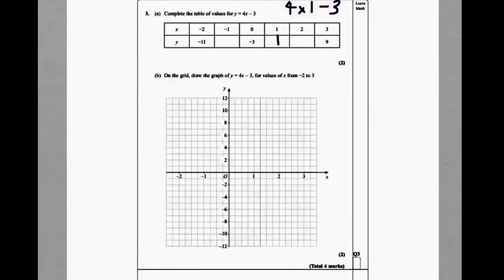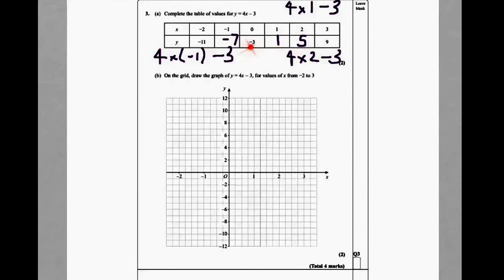Then I'm going to do when x is equal to 2. So this time I'm going to do 4 times 2, and then take away 3. So I've got 4 times 2 is 8, take away 3 is 5. That goes in there. Now, this one is slightly more difficult when I'm dealing with minus 1. So I'm going to do 4 lots of minus 1, and then I'm going to take away 3. Well, 4 times minus 1 is minus 4, and then take away 3 is minus 7. Now I'm just going to double check. There should be some kind of pattern here, and hopefully I can see that each time it's going down by 4.